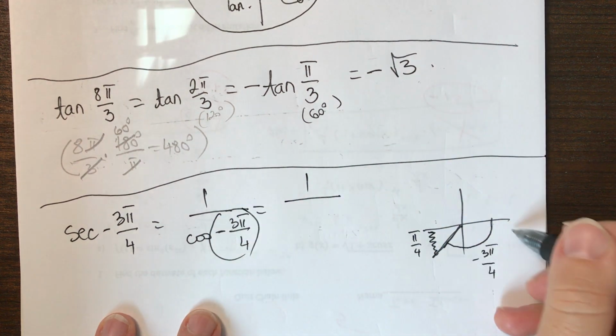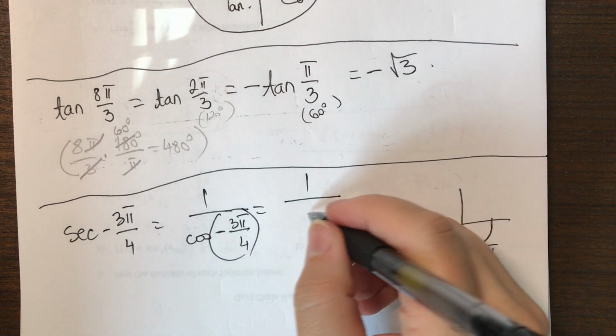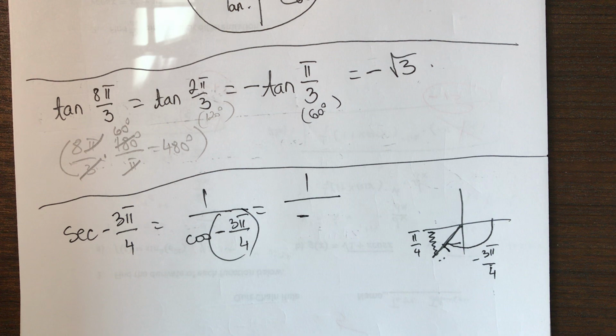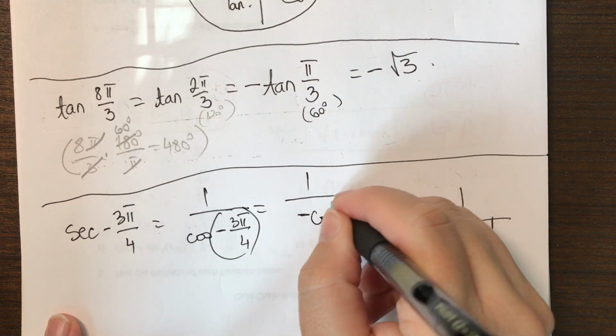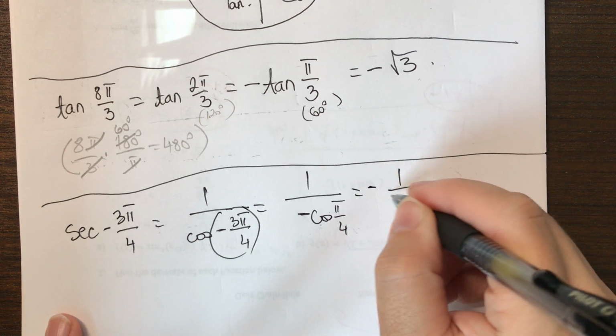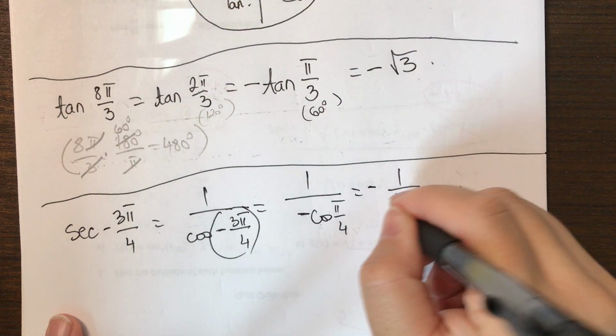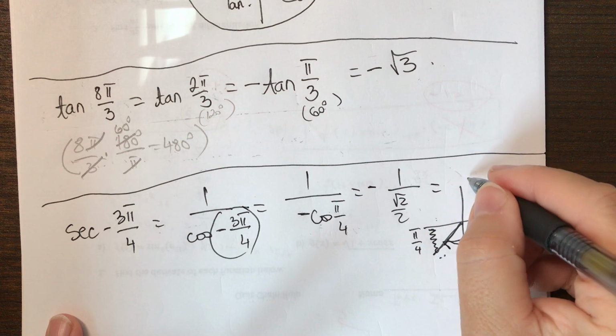So cosine of this angle of negative 3 pi over 4, this is an angle in the third quadrant, so that's a negative value, yes? And the reference angle of it, as I said, is pi over 4. So it's negative, I put the minus up front. Cosine of pi over 4 is square root of 2 over 2. So that's the reciprocal.